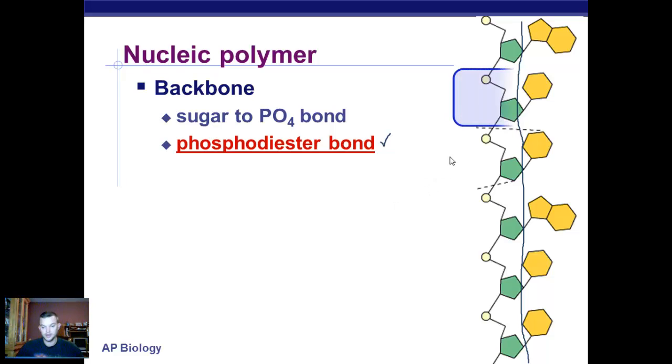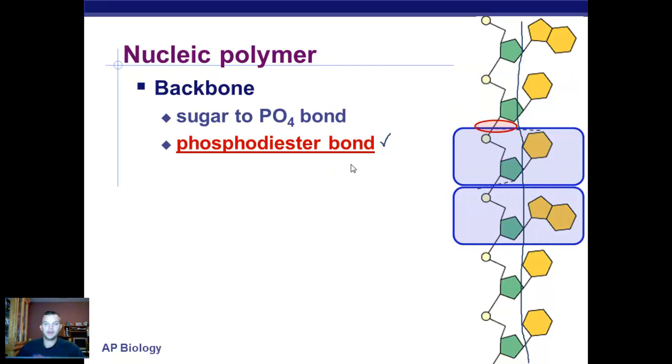You can see a single monomer of DNA here, or of RNA, it could be either one. We have our nitrogenous base attached to a sugar, attached to a phosphate. The bond that holds this phosphate to the adjacent sugar we call a phosphodiester bond. Same thing going on here, holding this sugar to the adjacent phosphate.